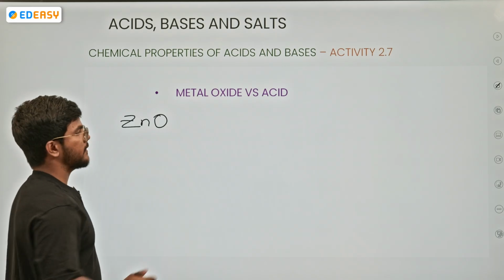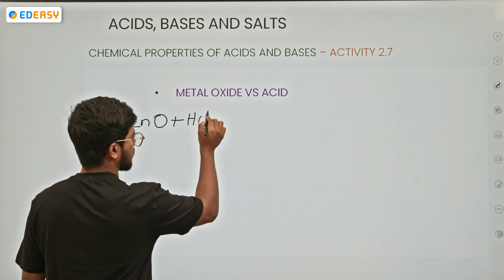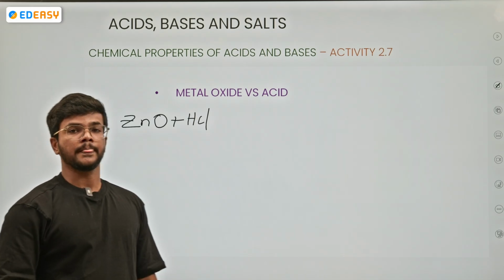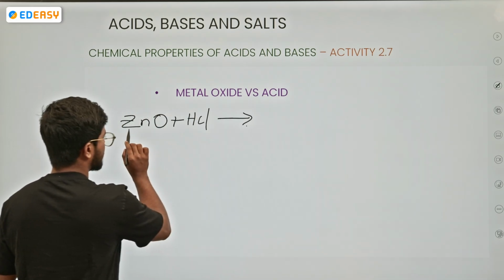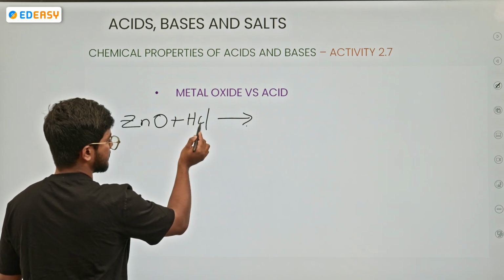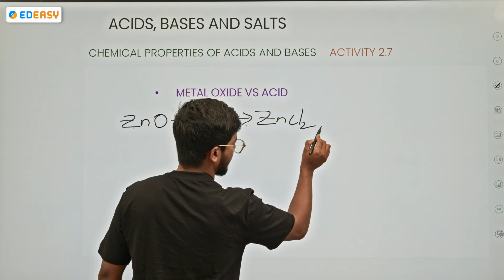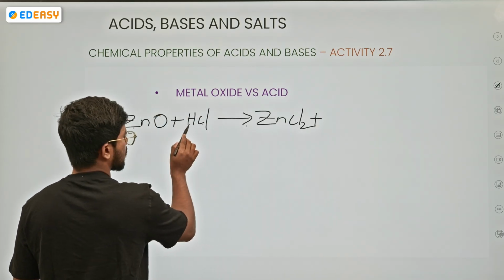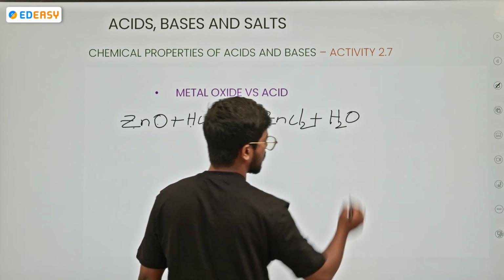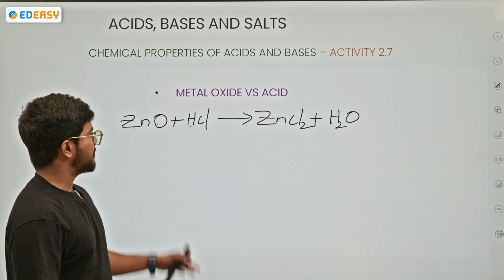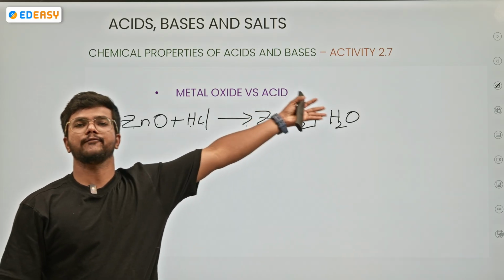So zinc oxide, when it reacts with any acid like HCl or H2SO4, any type of acid, it gives zinc chloride, ZnCl2. The metal displaces the hydrogen, and hydrogen always tries to make a bond with the oxygen, so it gives H2O. So that means a metal oxide, when it reacts with an acid, gives salt and water.